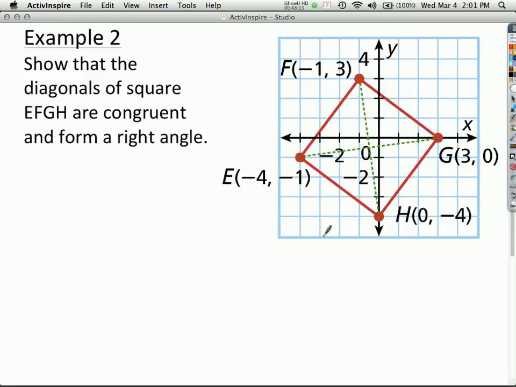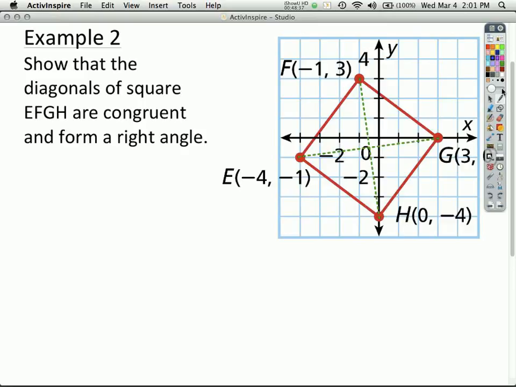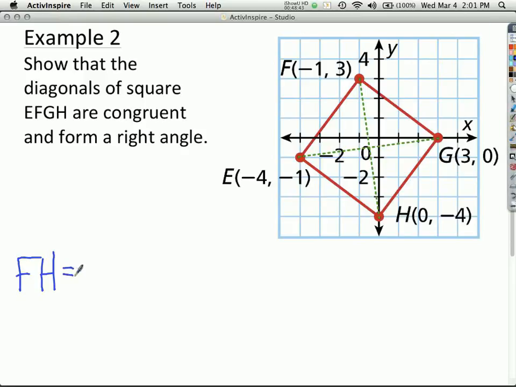Okay, good. So we're going to go ahead as a whole group and apply Alicia's plan. And you are going to, with your team, execute your plan, see if you can show it. Okay? So let's use the distance formula. We need to show that FH is the same distance as EG. So we need FH in the distance formula.